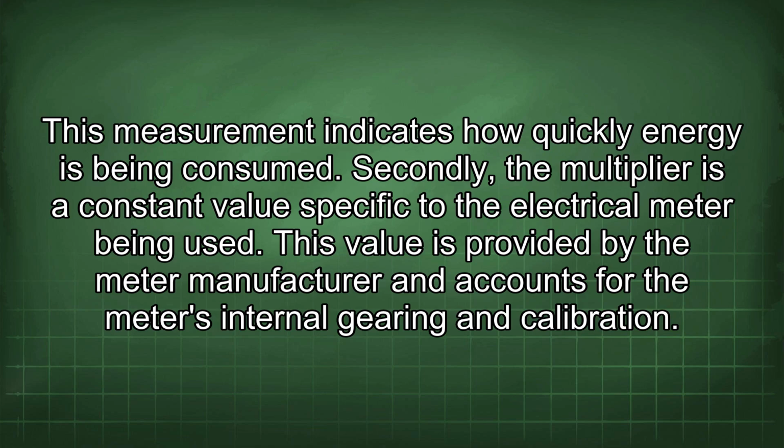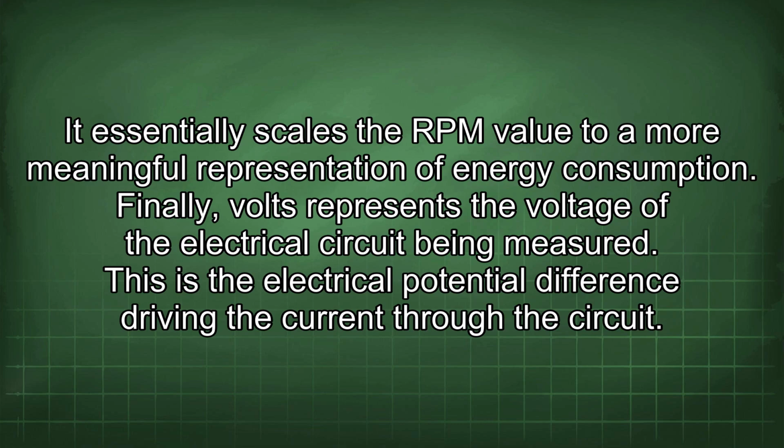Secondly, the multiplier is a constant value specific to the electrical meter being used. This value is provided by the meter manufacturer and accounts for the meter's internal gearing and calibration. It essentially scales the RPM value to a more meaningful representation of energy consumption. Finally, volts represents the voltage of the electrical circuit being measured. This is the electrical potential difference driving the current through the circuit.